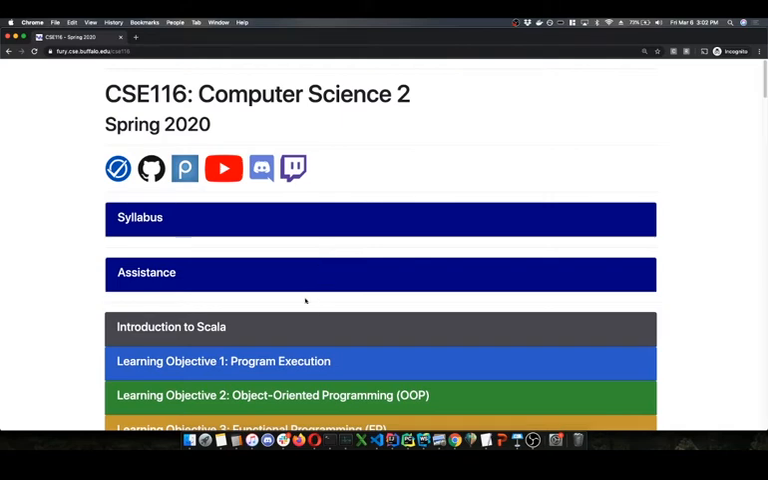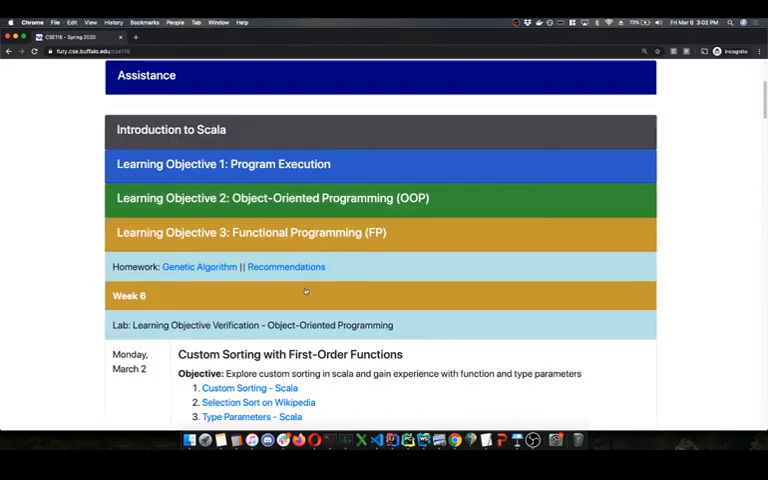So before we get into it, one quick announcement. We have the next round of homeworks ready. I know a lot of you are still thinking about the current round, but if you're done with that or you're ready to get an idea of what's coming up, genetic algorithm and recommendations are the next two homework assignments.